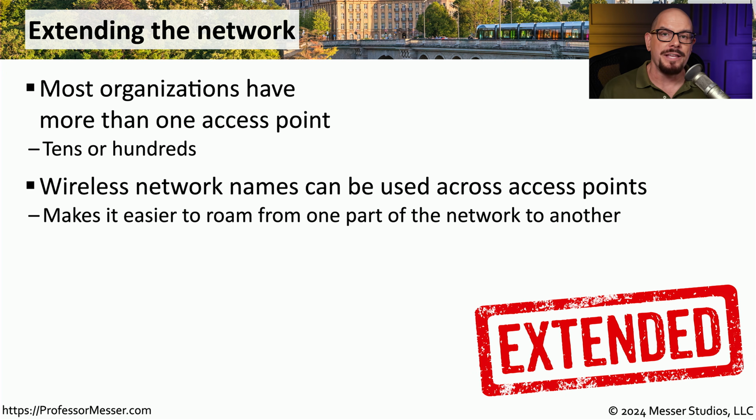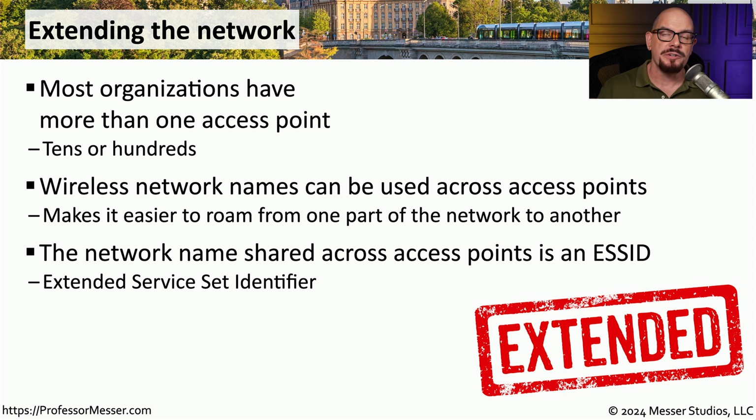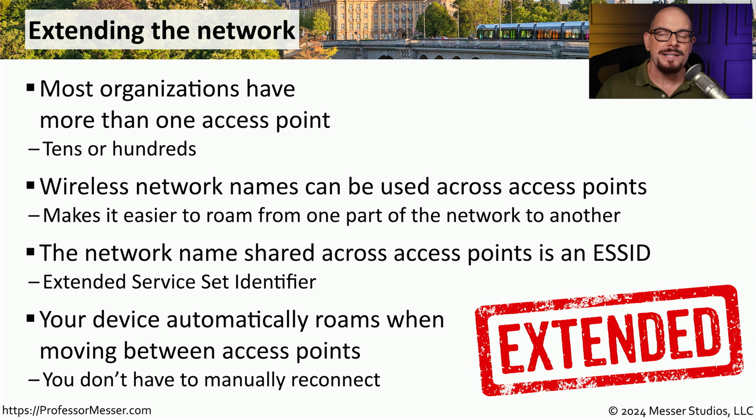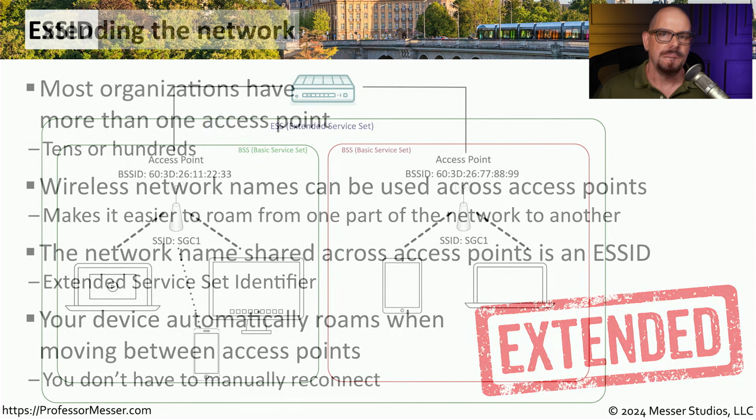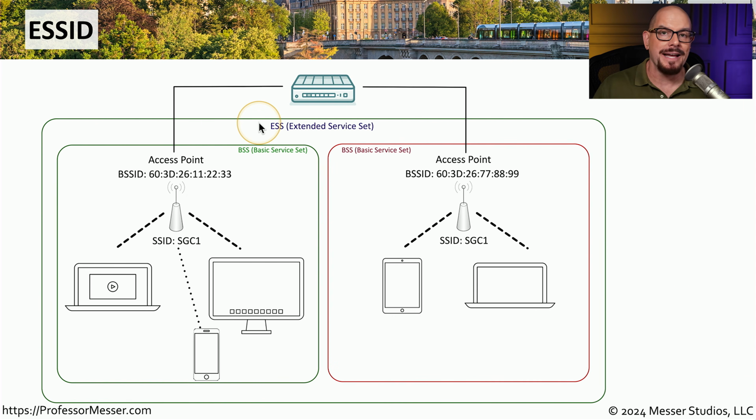This is often done by using the same SSID or wireless network name on each of the wireless access points. We refer to this shared network name that's used across access points as an ESSID. The E stands for the Extended Service Set Identifier. With the ESSID configured across all of these different access points, you can start on one end of the building, walk to the other end of the building, and you will be moving automatically and seamlessly from one access point to the other.